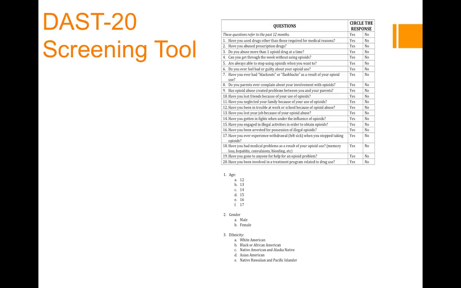possibly getting into fights or some other illegal activities, maybe an arrest has occurred, if the participant has experienced withdrawal symptoms, if they've ever received treatment in the past. So all of these are meant to give us an idea of at what age and what gender and what sort of ethnicity we are seeing some of these problems related to opioid use and misuse, maybe beginning or continuing.